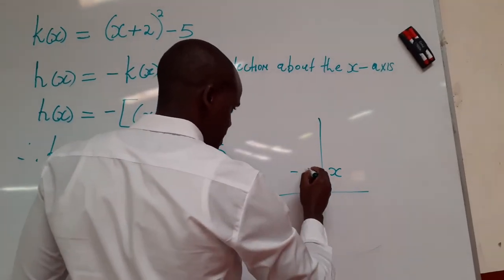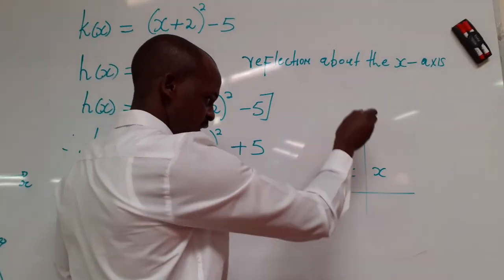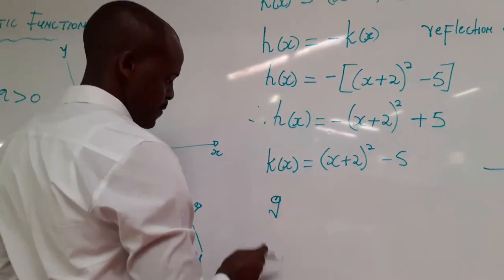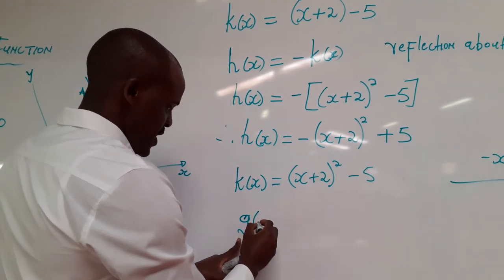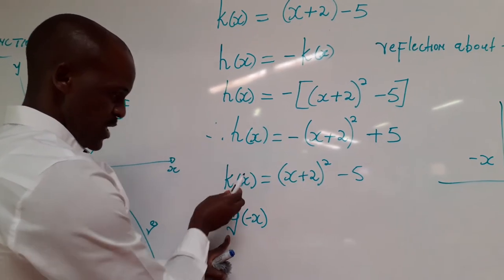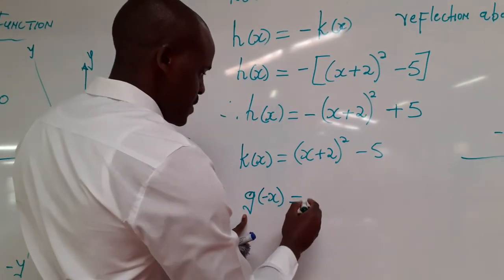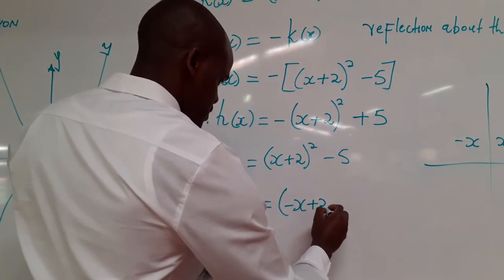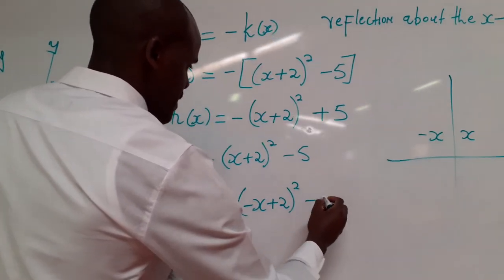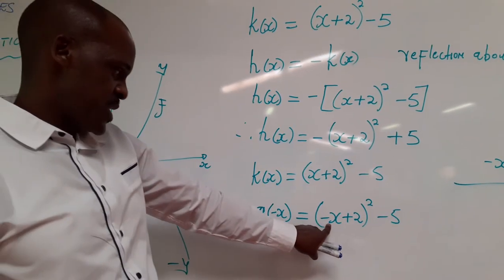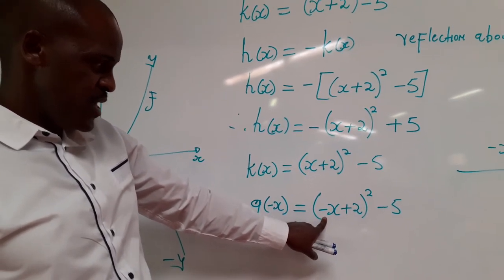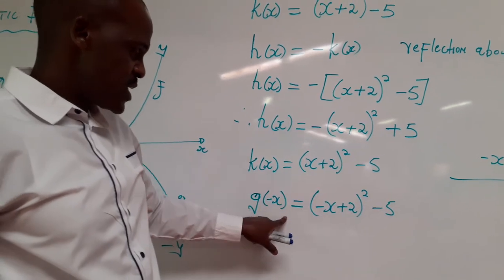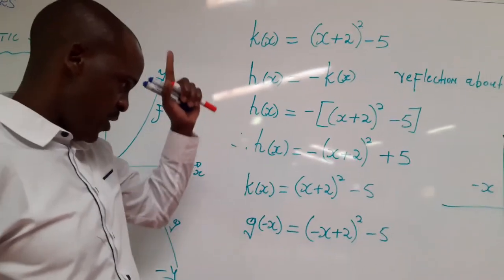We've got x here, we've got negative x, which means if you are to reflect on that line, we multiply the value of x by negative. Here we are going to have negative x. That's the image of that. It's minus x plus 2 all squared minus 5. We just multiply x by negative, and then our equation will be looking like that. Only x will be affected. This is the reflection of k about the y-axis, about the vertical line.